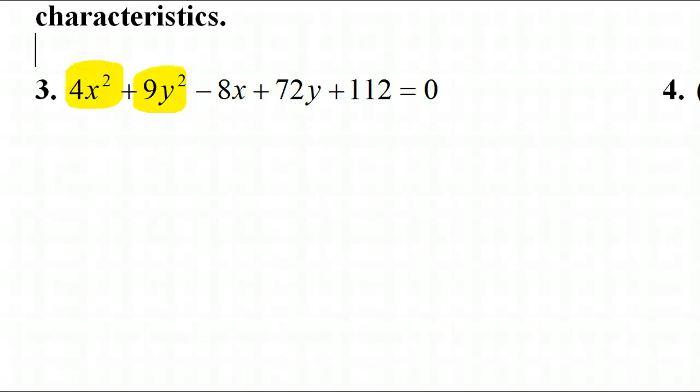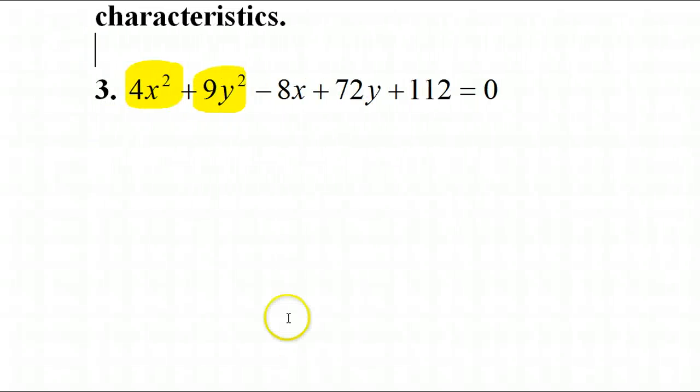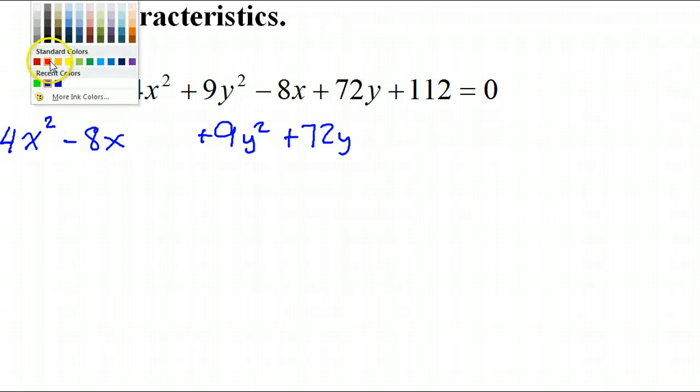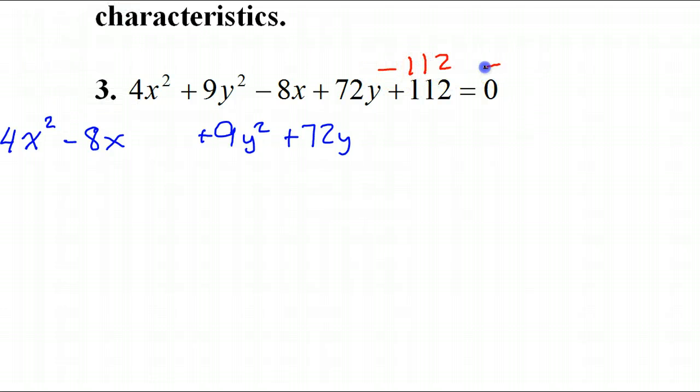So we need to complete the square again. Let's do that real quick. So my x's: I've got 4x squared, and then minus 8x. I'm going to leave a space, and then I've got 9y squared, and then plus 72y. I really want to subtract 112 from both sides. So these will cancel out.